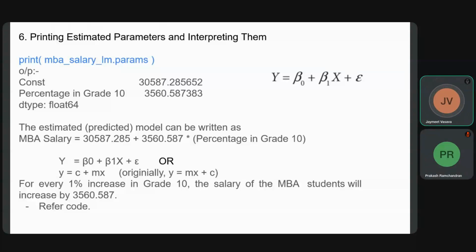So for every single unit change in X, the predicted value changes by that amount: 3560 for every increase in X. You can also compare this mathematical representation with y equals mx plus c, where the constant or the intercept is c, and m is the coefficient of the independent variable.